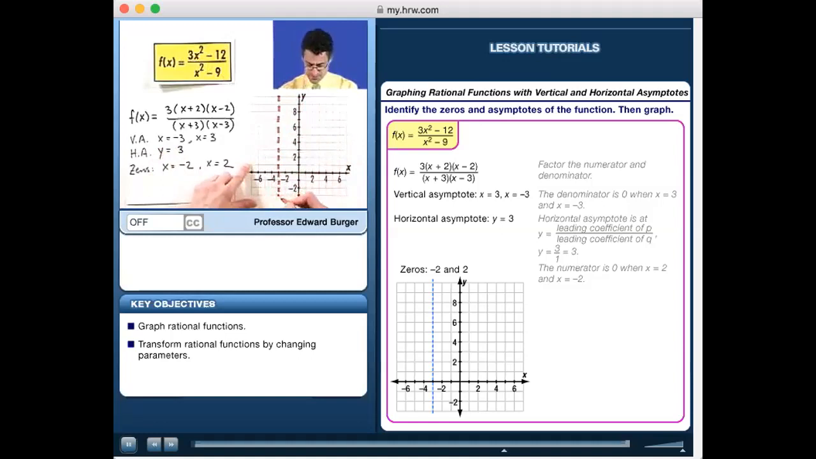Mark that in with a dotted line. And also one at 3, equally dotted. And we've got a horizontal asymptote at y equals 3. So we have to go up 3.